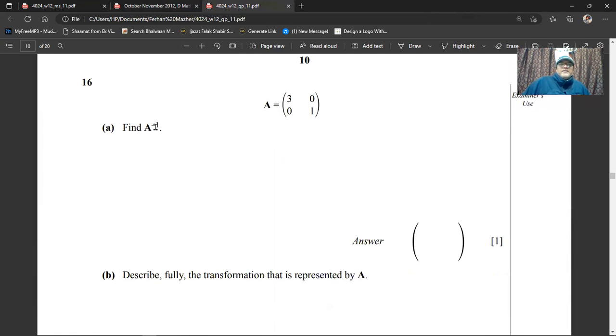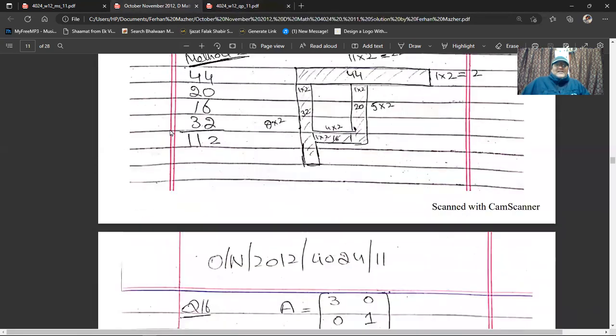So question number 16 coming up on your screen. A matrix A is given, which is 3, 0, 0, 1. They want us to find the inverse of this matrix. If you want to find out the inverse of a matrix, the method is very simple. You find out its determinant, then you find out its adjoint, then you use the formula A inverse is equal to 1 by determinant of A into the adjoint of A. Very simple, and let me show you.